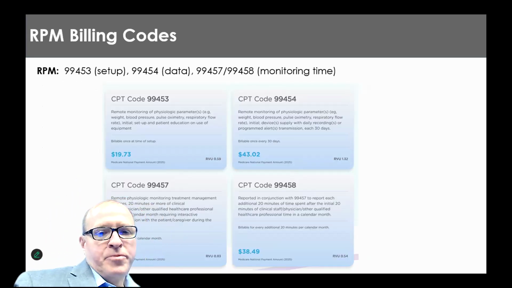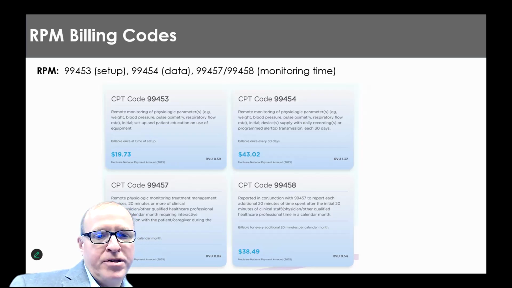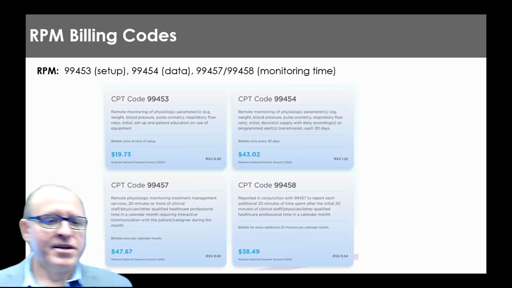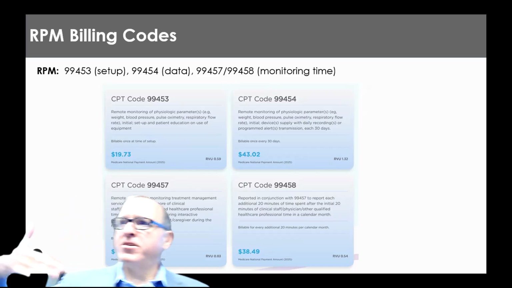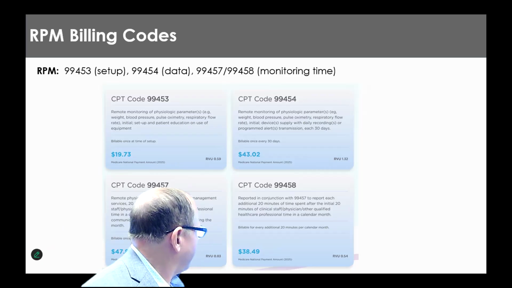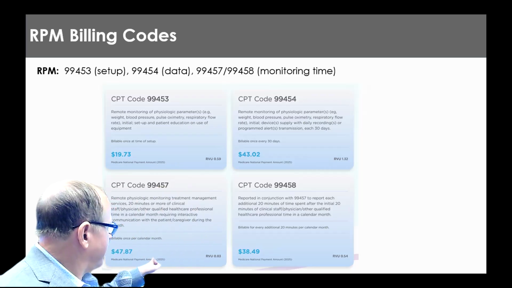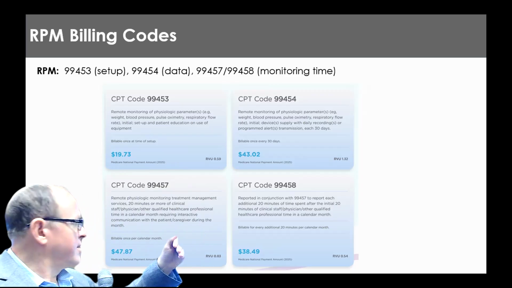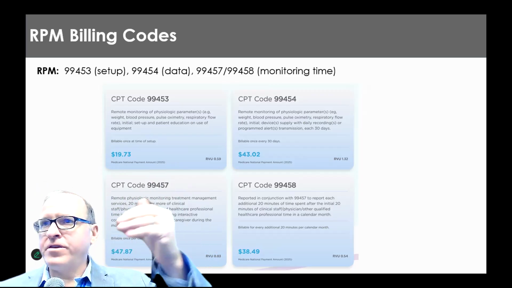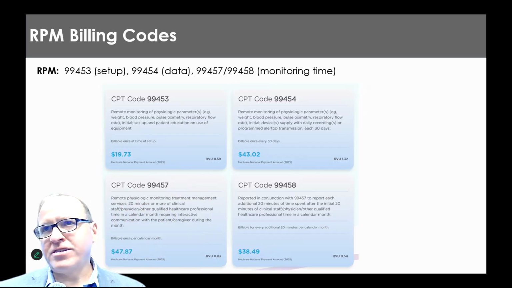So again, here are some of those codes I was talking about on the RPM side. The setup code is the 99453. Your monthly data billing code is your 99454. That's for the transmission of the data on a monthly basis. And again, it has to be transmitting the majority of the time. I think I said 17 days, but it's either 16 or 17 on the 99454, but it has to be greater than 50% of days the device is transmitting data.